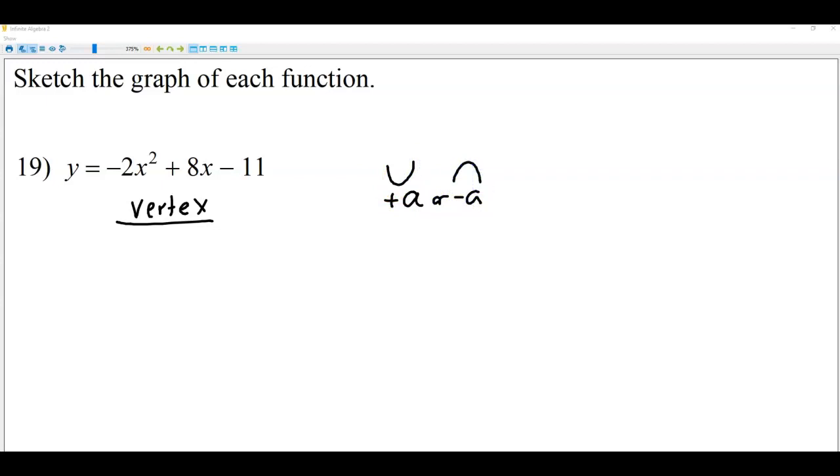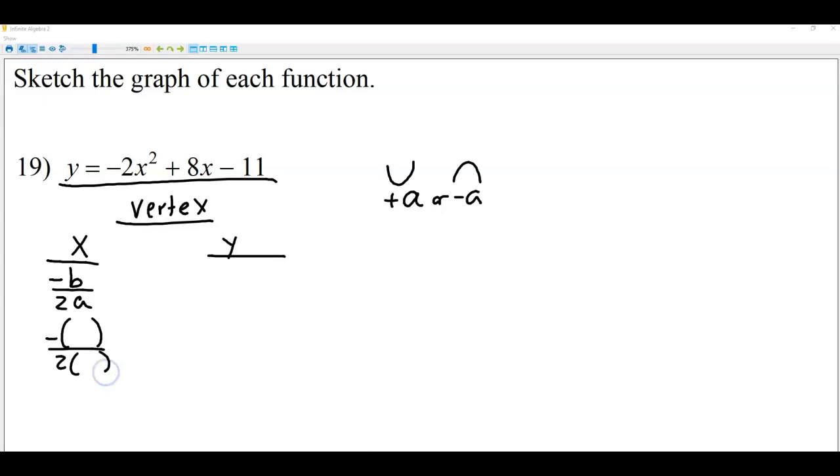But the problem with this is that the vertex is not as obvious. When you're in vertex form, you can just look at it and see it. For standard form like this one, you have to find it. You need to find your x and your y. To find the x part of the vertex, you're going to use this formula, negative b over 2a. B is 8, a is negative 2. If I simplify that, I end up with 2 as a final answer.